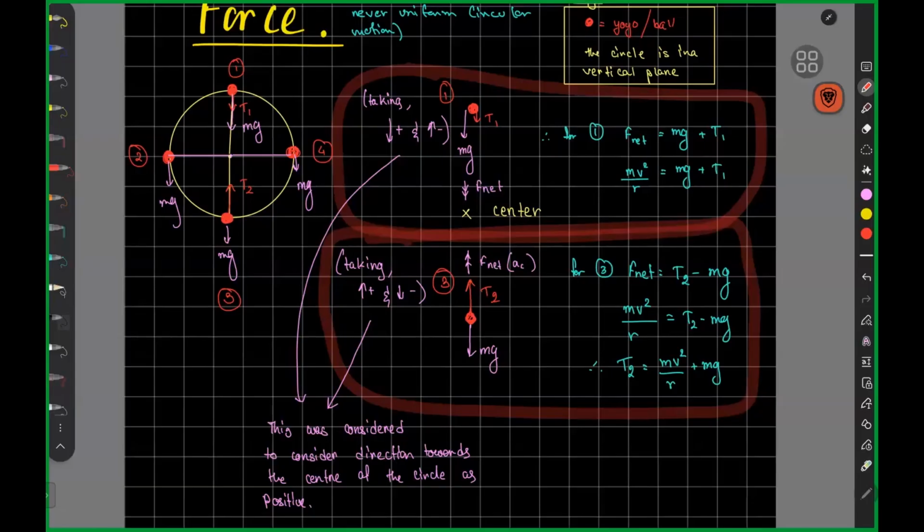Anyways, so basically when you have this position, position 3, what's happening is your mg is downward, right? And your tension is upward. So this is where the difference is. Both are acting in the opposite direction.